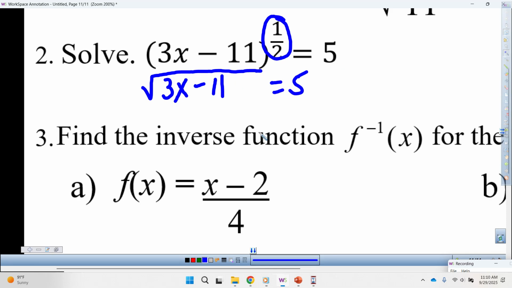So now let's use inverse operations. How do we get rid of the square root on this side? Square both sides. So this cancels that. We're left with 3x minus 11 equals 25.